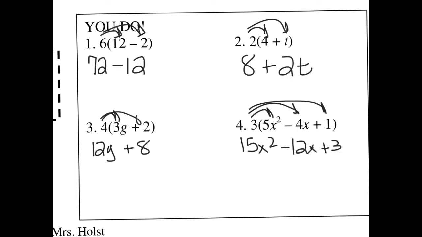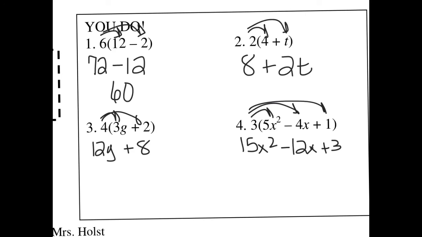All right. So when you completed your 4 examples using the distributive property, you should have had 72 minus 12, which ends up being 60, 8 plus 2t for number 2. Number 3 is 12g plus 8. And number 4, you should have simplified to 15x squared minus 12x plus 3.